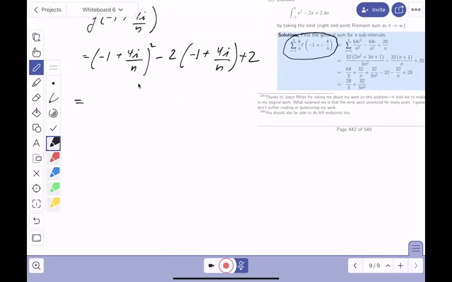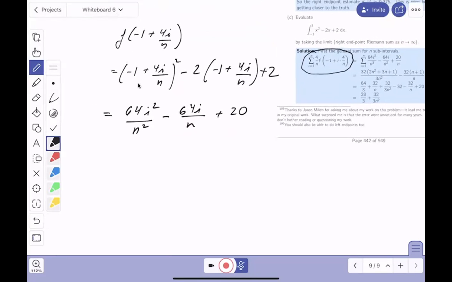My claim, if you do that, and I do want to encourage you to try to do that and match this over here, you'll get 64 i squared over n cubed. I'm sorry, you wouldn't get n cubed, it's n squared, minus 64i over n plus 20. All right. I'm sorry, I have to correct myself. And I'm going to say this is 4 over n. Sorry about that.